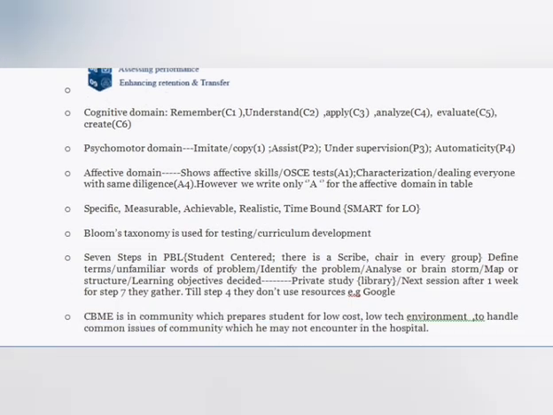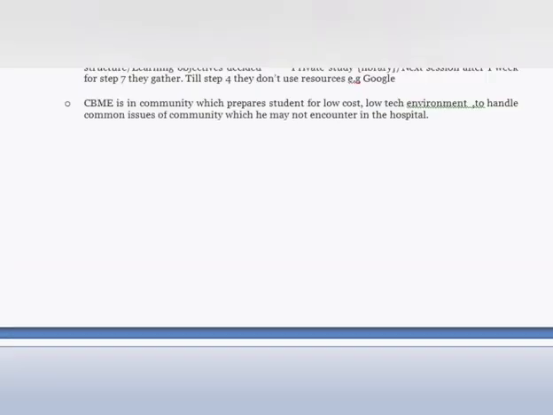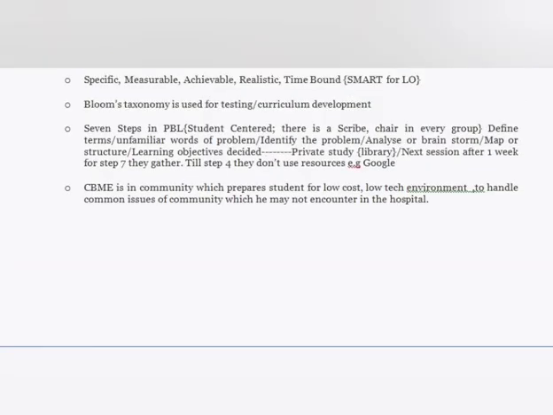Psychomotor domain: imitate or copy is 1, assist is 2, under supervision is 3, and automaticity is 4. Affective domain is only 1, and the student has to show his affective skills on skills tests, etc. Whenever you are making learning objectives, they should be specific, measurable, achievable, realistic, and time bound. Bloom's taxonomy is used for testing and curriculum development.